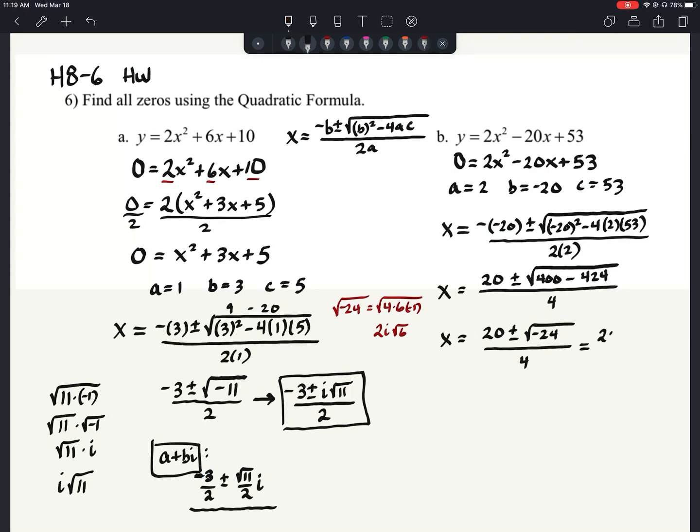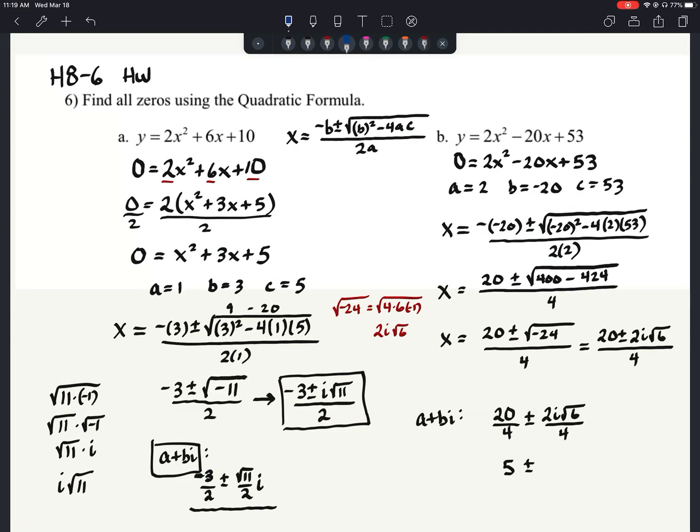So we have 20 plus or minus 2i radical 6 all over 4. And for this one here, you can see that it looks like it should reduce down. Let's just go ahead and break it apart and do the a plus bi thing here. Okay, so if we're going to write it in that form, I need to give each of them their own denominator. So 20 over 4 plus or minus 2i radical 6 over 4. Now 20 over 4 is the same thing as 5. And then plus or minus.